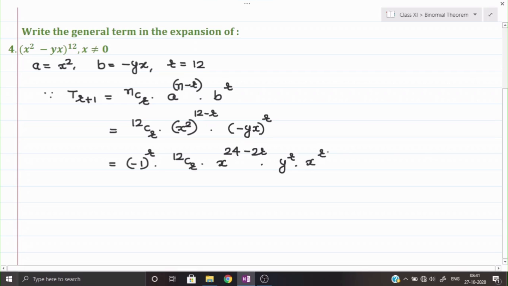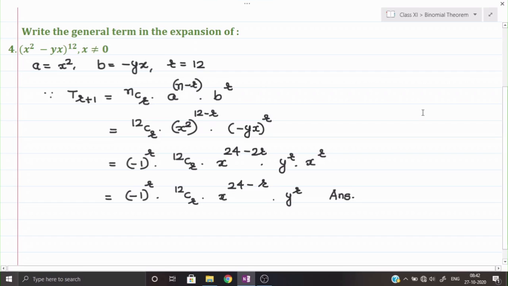Now we have two same bases. One has the base x here, and another also has the base x, but they have the powers 24 minus 2r and r respectively. So that will be added. So here we can write minus 1 to the whole power r into 12 C r into x to the power 24 minus 2r plus r, that will become 24 minus r. Okay, minus 2r and r will be added, remaining is minus r, into y to the power r, that will be your general term.